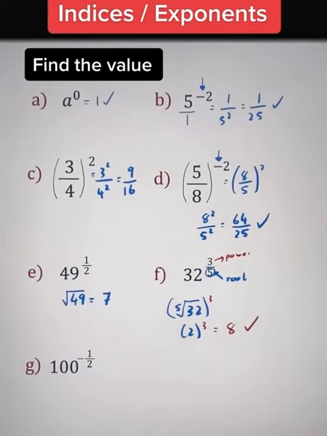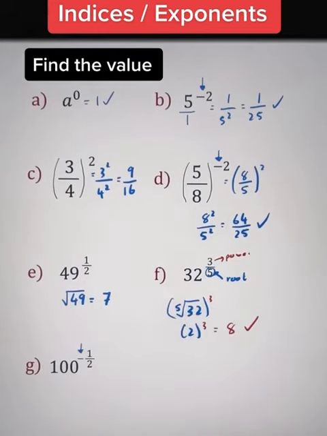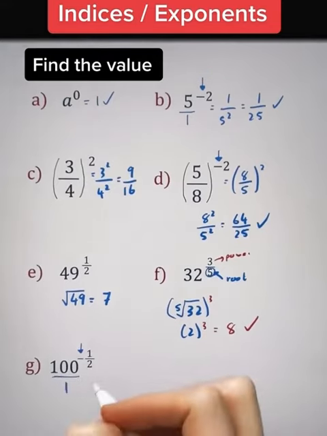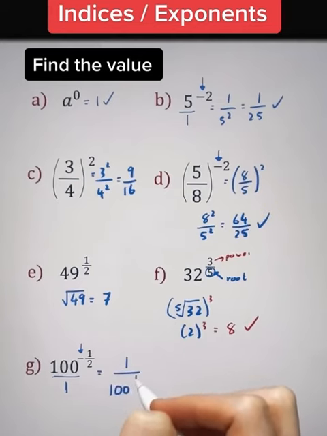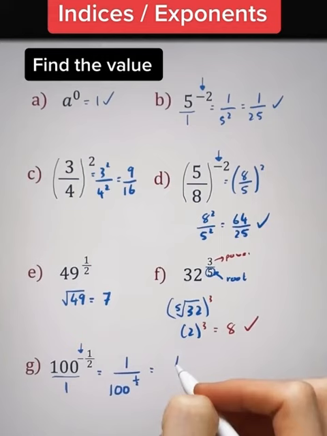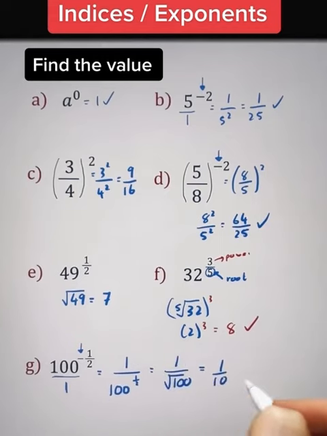For question G, we have 100 to the power negative a half. Again, because we've got a negative power, we must deal with the negative power first. Negative power means the reciprocal. As it's not already a fraction, we know 100 is the same as 100 over 1. Hence the negative power means we turn it upside down, so we have 1 over 100 to the power of a half. Power of a half means square root, and the square root of 100 is 10. So our final answer is 1 over 10.